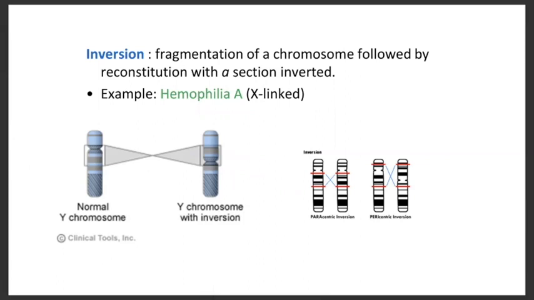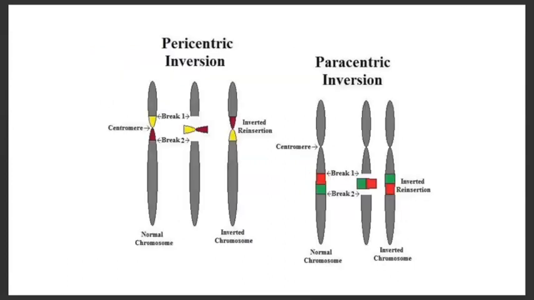So you have two types of inversion: paracentric inversion and pericentric inversion. We say paracentric inversion doesn't cross the centromere, while pericentric crosses the centromere. So again, pericentric inversion involves the centromere, while in paracentric, there's no involvement of the centromere.